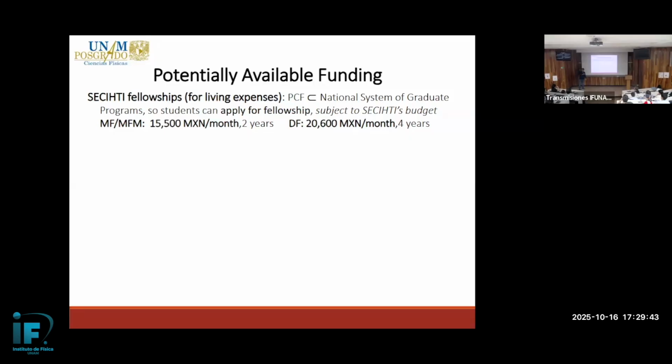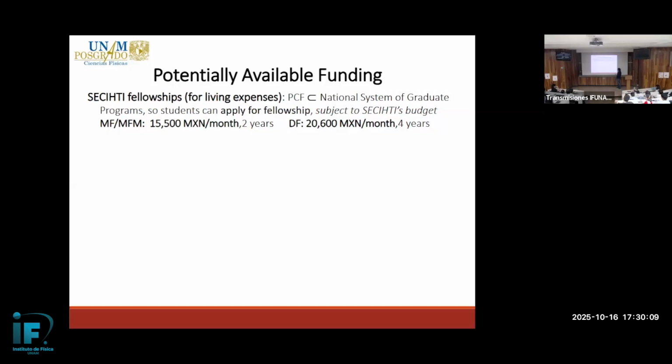So CECITI is the acronym for the Ministry of Science in Mexico, or the Secretary of Science. And we're fortunate that for many years, for many decades, they have offered fellowships to cover graduate studies in Mexico, be they from Mexican students or from foreign students. That doesn't make a difference. And those are meant for you to pay for your living expenses.